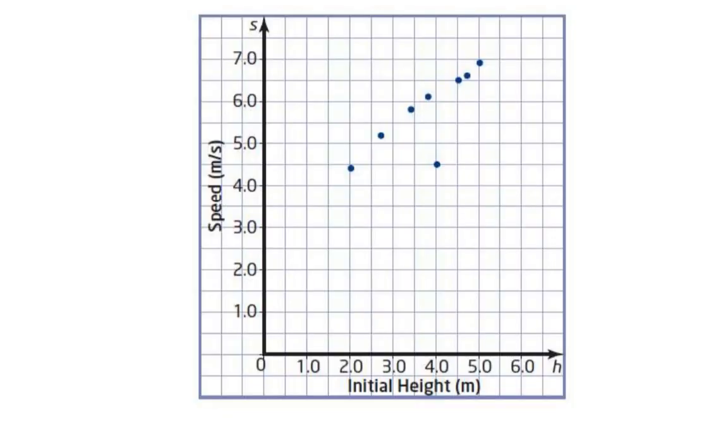As you can see, I've represented the situation with a scatterplot. On the x-axis is your initial height in meters, and on the y-axis is your speed in meters per second. As predicted, the higher you start, the faster you'll go.